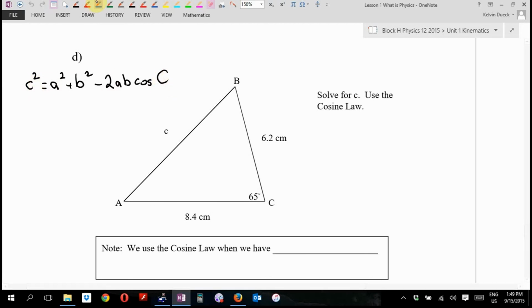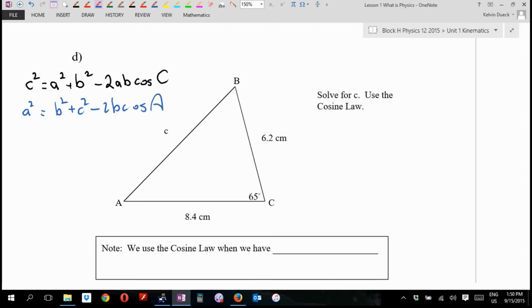So in other words, if you want the A by itself, it's going to be a squared equals b squared plus c squared minus 2bc cos A. Or b squared equals a squared plus c squared minus 2ac cos B. I've memorized the pattern just so I don't mix it up.